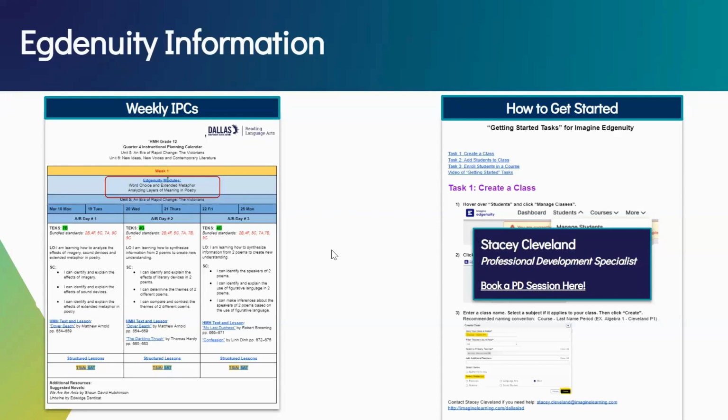If you need further assistance, please contact Stacy Cleveland, our Edgenuity rep, who is more than capable and more than willing to help you walk through this process. Her information is linked on the slide as well.